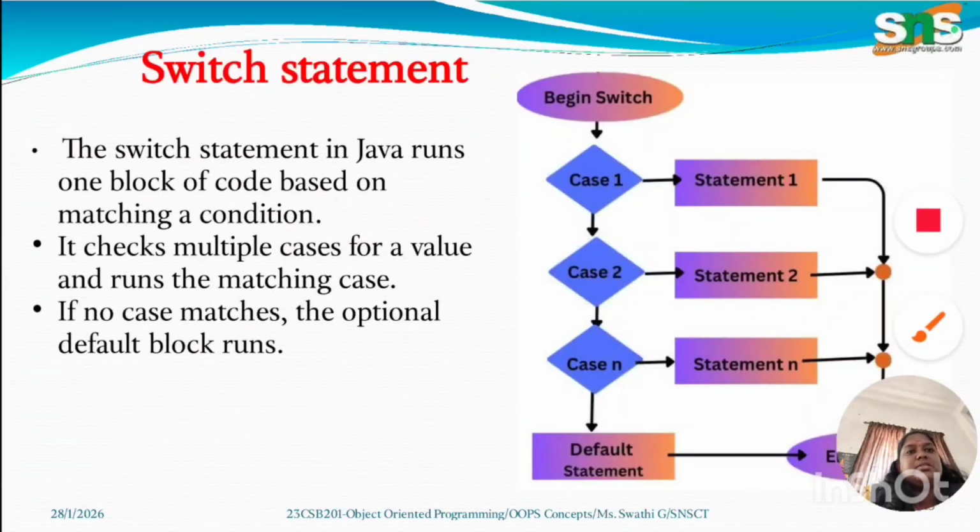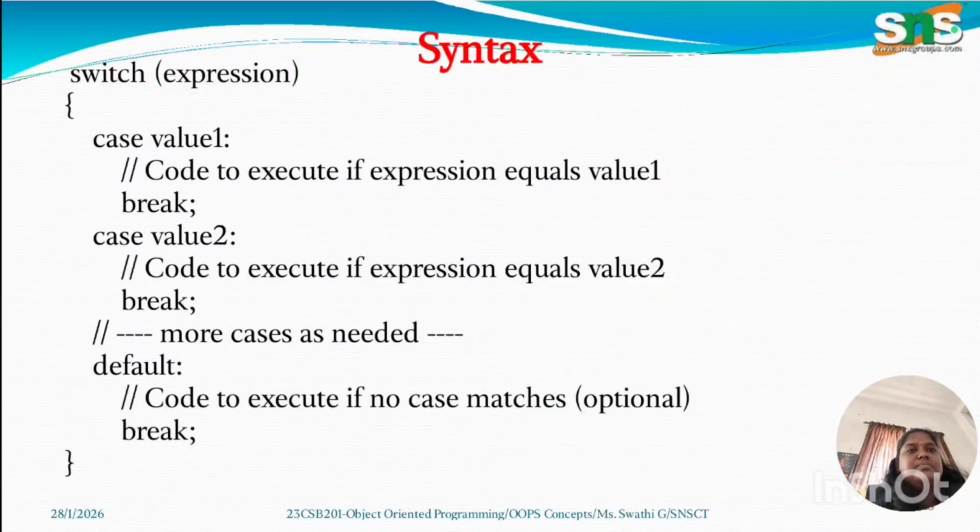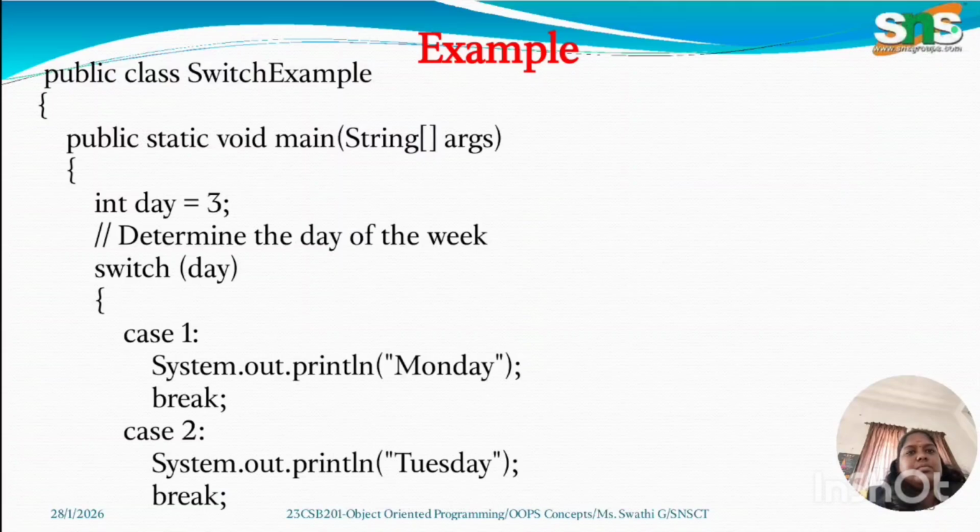And then switch statements. In this we have case-wise execution. It begins with switch, case 1 statement will be executed, then break, then case 2, break, till case n. After that, at last we have a default statement where the end of the program will happen. The switch statement in Java runs one block of code based on the matching of conditions. This is the syntax: case value 1, code of execution, break; case 2, code of execution, break; and then default, code of execution. The default is optional.